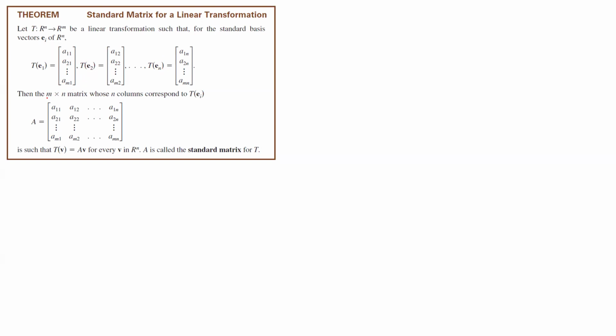Then the m by n matrix A whose n columns correspond to T of E sub i, such that T of v is equal to A v for every vector v in Rn or n space, is called the standard matrix of linear transformation T. So again, guys, note that this linear transformation maps n space to m space, and here you have an m by n matrix.